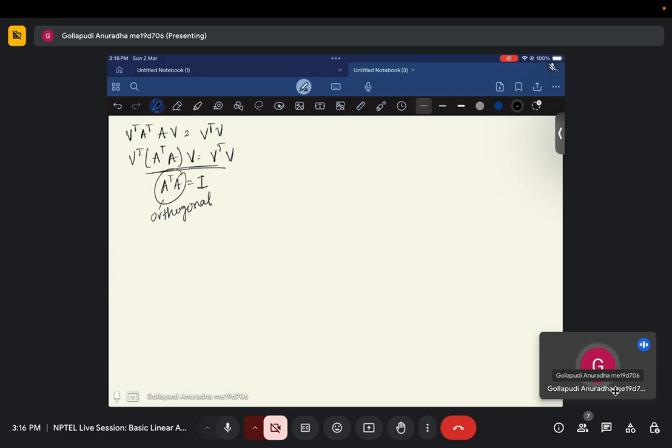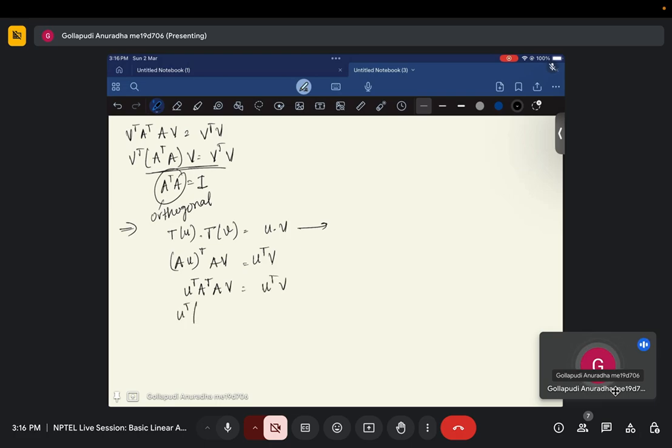Okay, and then regarding whether the angles are preserved, suppose I'm taking two vectors u and v. The dot product should be the same for the angles between the vectors to be the same. So we can write this in vector representation. So we know this: U transpose A transpose into A V is equal to U transpose V.